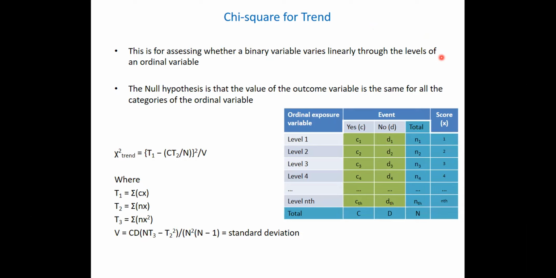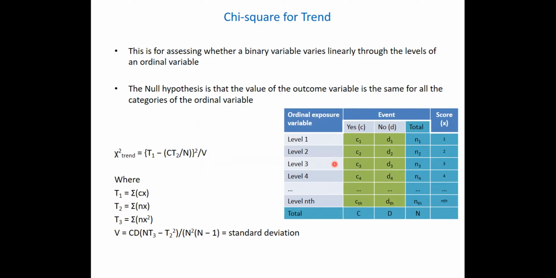Then linearly, it varies through the levels of an ordinal variable. So the exposure must be ordinal. The outcome is 2 categories, but the exposure must be ordinal. When we say ordinal, it means that there is hierarchy, like age group: less than 20, 20 to 29, 30 to 39, 40 to 49, all those are ordinal. Level of education is ordinal. Socioeconomic class is ordinal. Level of profession or occupation is ordinal.